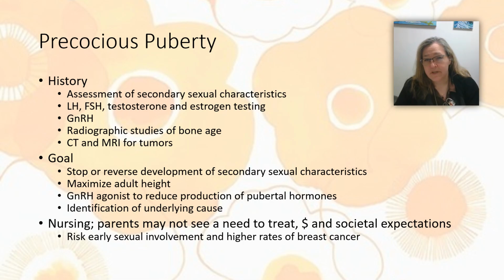The goal of treatment here is to stop or reverse the development of the secondary sexual characteristics, and also to maximize the adult height. So gonadotropin releasing hormone agonists reduce the production of puberty hormones in the body, and also we want to identify the underlying cause. Just because we notice the child has precocious puberty type symptoms doesn't mean we can rule out, for example, that there's a space occupying lesion in there. So they more than likely will check all those things.